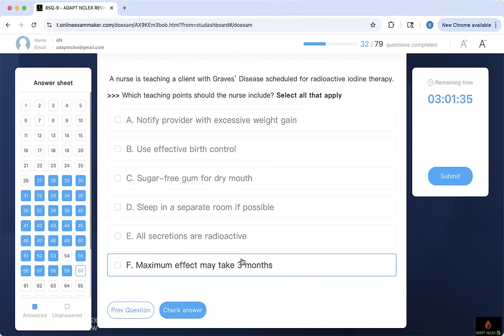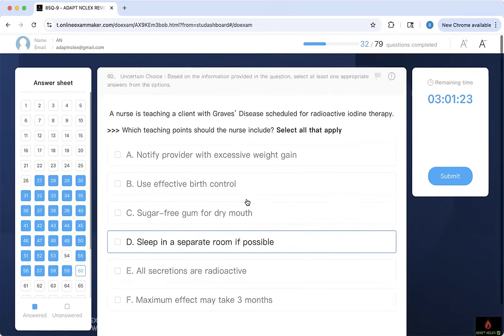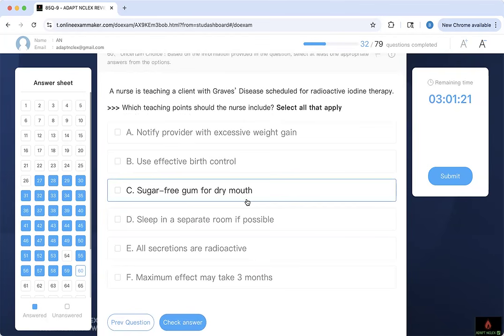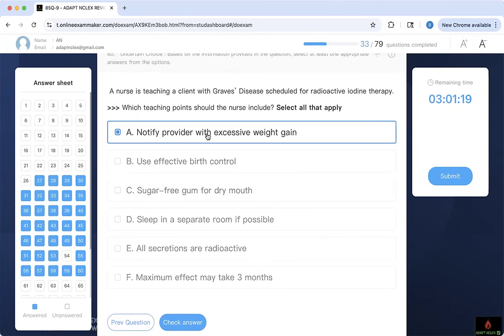What is the concept? Radioactive iodine radiation, everything is on fire. We need to prevent exposure. All your secretions are radioactive. Therefore, what do you want to do? Which answer choice do you want to choose? Let everybody know that if you're gaining excessive weight, you have what? Hypothyroidism, bad problem.